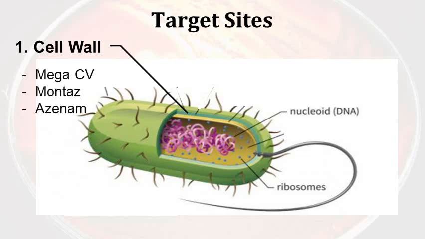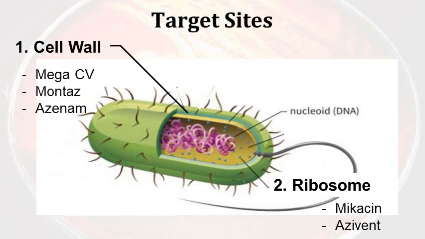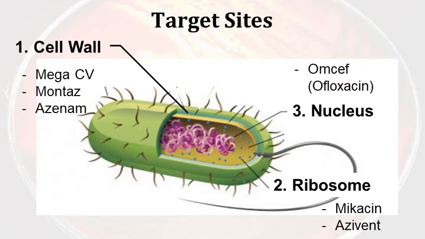The examples are like Megacv, Montas, and Azinam in our division, which act on the cell wall. The second target site is the ribosome, which is a protein factory, and drugs like Micacin and Azevent are working on this target site. Then the third one is the nucleus, or you can say genetic material. The drugs like Omsef, particularly ofloxacin in Omsef, act on this target site.